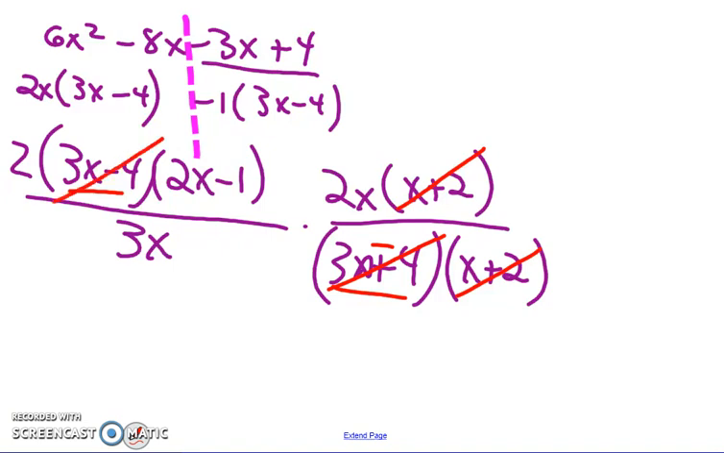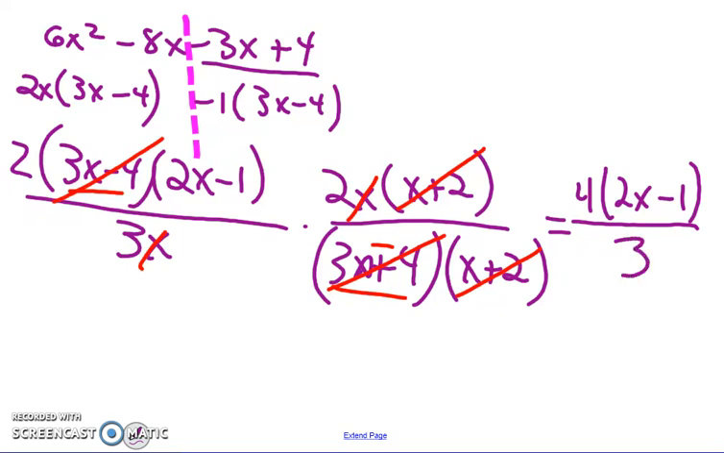And the x's cancel out. I think that's it. So in the top, my final numerator should be 2 times 4 times 2x minus 1. And on the bottom, is it just 3? I think it's just 3. I'm going to stop that video. It's getting too long.